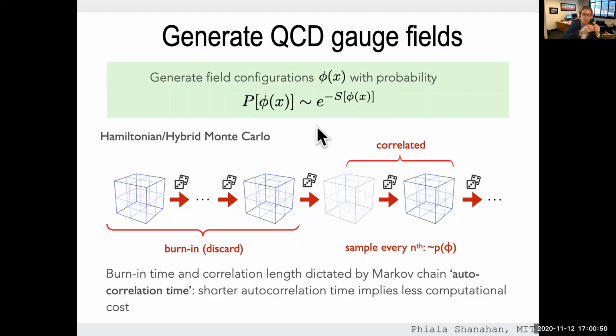And what we typically do is we use Hamiltonian or hybrid Monte Carlo. It's a scheme where we update from one configuration to the next. It's a coupled walk in position and momentum space through Hamiltonian dynamics. And because it's an update from one configuration to the next, you have some correlations between configurations in your chain. So you have some amount of burn-in time, and then you're still generating correlated configurations. So you want to sample every nth configuration, where n is dictated by the Markov chain autocorrelation time. And having a shorter autocorrelation time means less computational cost to generate independent configurations.